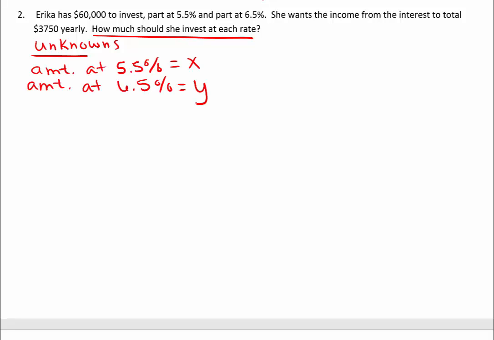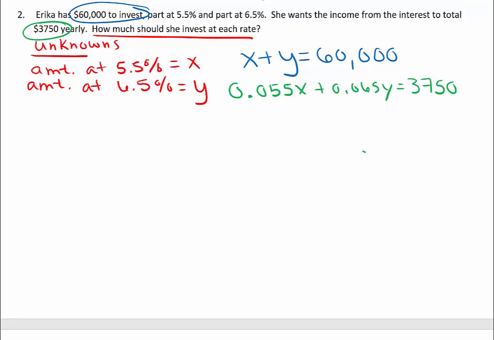So once again, I focus on that last sentence. How much should she invest at each rate? That means my unknowns, again, there's 2 of them, the amount at 5.5% and the amount at 6.5% interest. Now I read the problem again, focusing on the numbers, on the details. If she has $60,000 total to invest, that means if I add up the 2 accounts, x plus y, it has to equal $60,000.